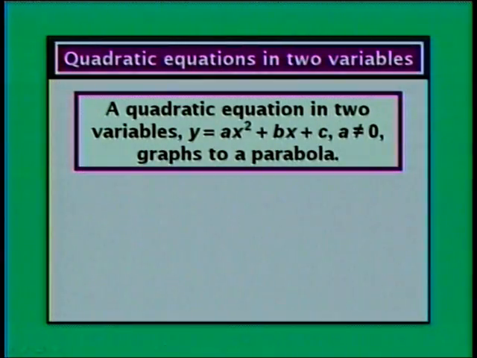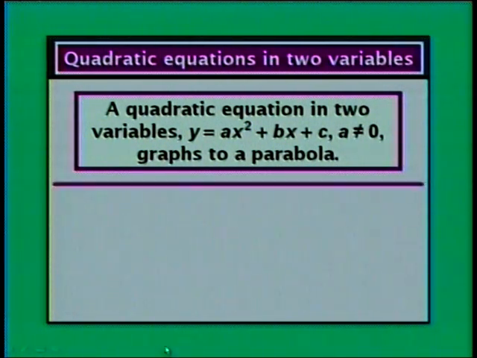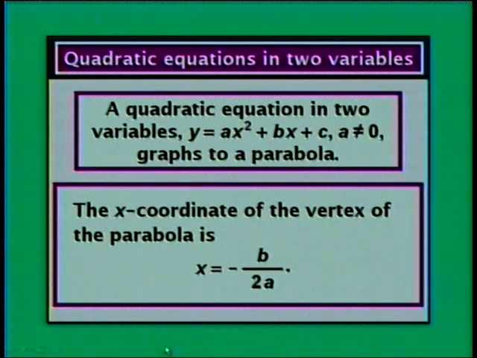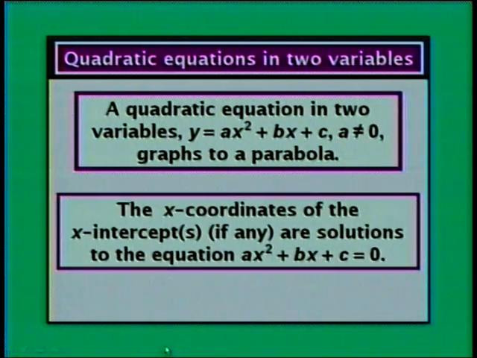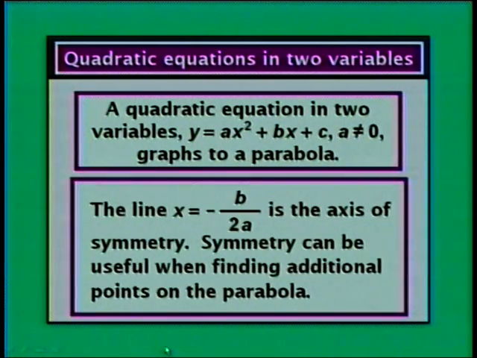Then we talked about quadratic equations in two variables. A quadratic equation in two variables, y = ax² + bx + c, where a doesn't equal 0, graphs to a parabola. The x-coordinate of the vertex of the parabola is x equals the opposite of b over 2a. The vertical intercept of the parabola is the point (0, c). The x-coordinates of the x-intercepts, if there are any, are the solutions to the equation ax² + bx + c = 0. And the line x = -b/2a is the axis of symmetry.